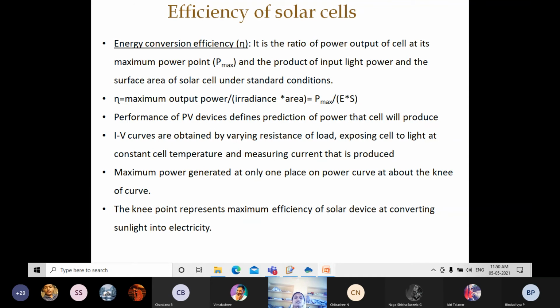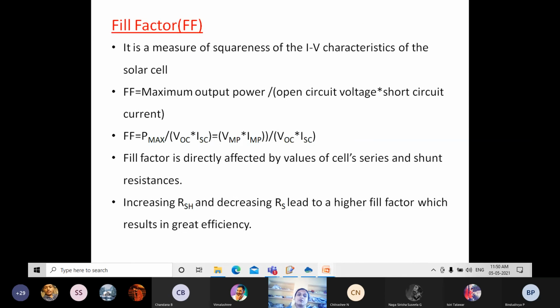One thing you need to remember is the efficiency formula. The I-V curves are obtained by varying the resistance of a load and exposing the cell to light at constant cell temperature and measuring the current that is produced. Maximum power is generated at only one place on the power curve, about the knee of the curve, and the knee point represents the maximum efficiency of a solar device at converting sunlight into electricity. This is about the efficiency of a solar cell.